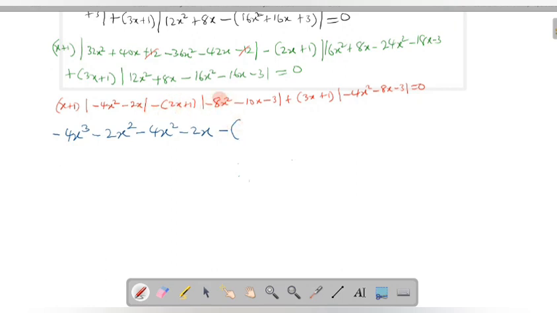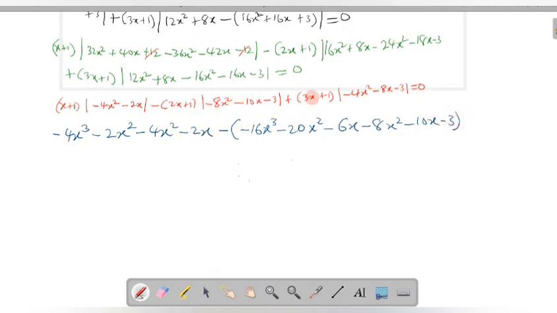Then 2x times minus 8x gives us minus 16x cubed. 2x times minus 10x gives us minus 20x squared. Then 2x times minus 3 gives us minus 6x. And we use this one to multiply through all of this. 1 times minus 8x gives us minus 8x squared. 1 times minus 10x gives us minus 10x. 1 times minus 3 gives us minus 3.